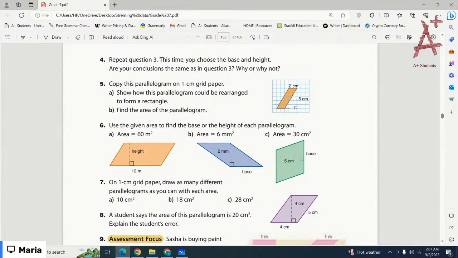Okay, let's start with question number 5. Copy this parallelogram on 1 centimeter grid. Show how the parallelogram could be rearranged to form a rectangle. Find the area of the parallelogram. So you have to rearrange it to form a rectangle, right?